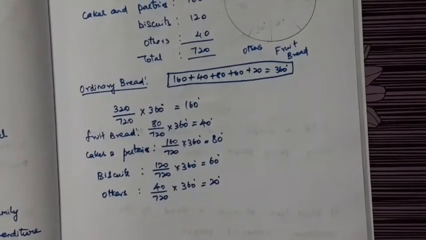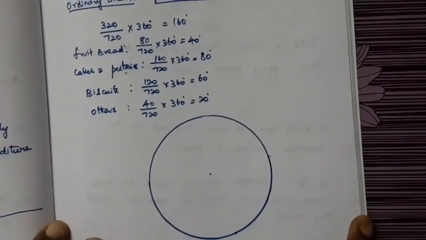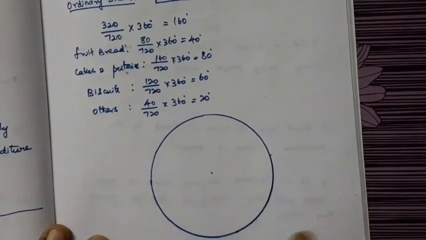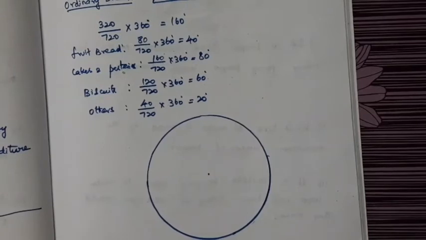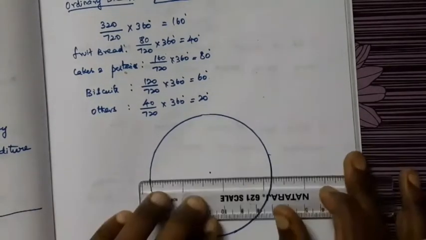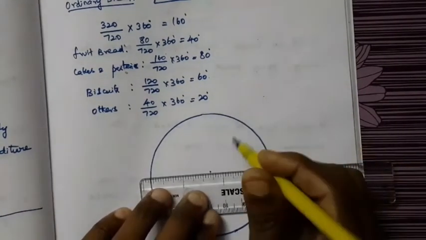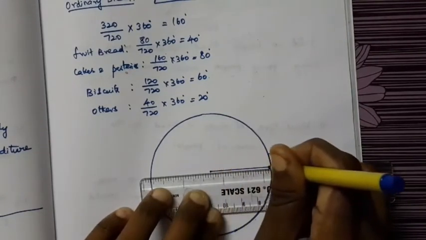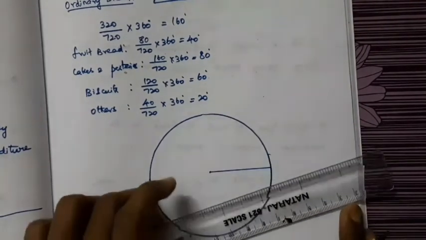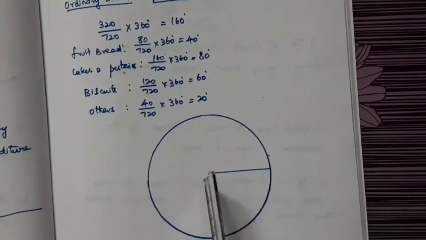Now we are going to draw the pie chart for this. Now first I have drawn a circle like this. Draw a circle and mark the center point. Okay, you can draw using a compass and pencil. The first thing is I am going to draw a line. Just from anywhere, just draw only half of the line. Okay. So first draw a circle and then from the center point draw a line like this.